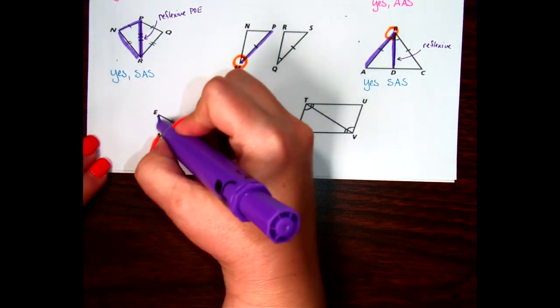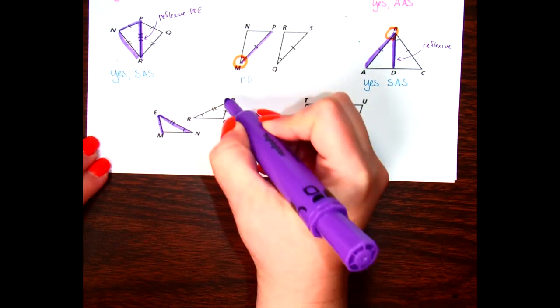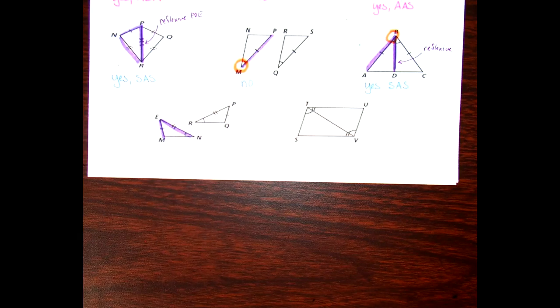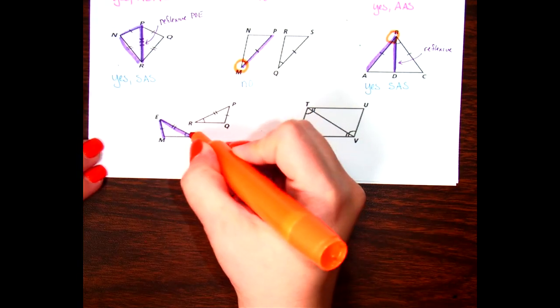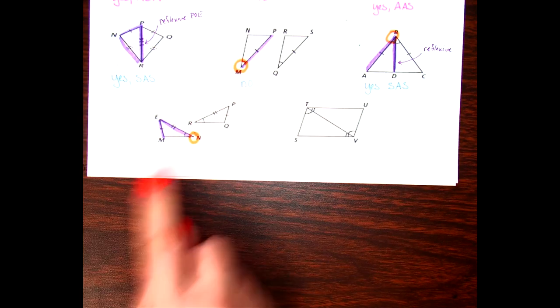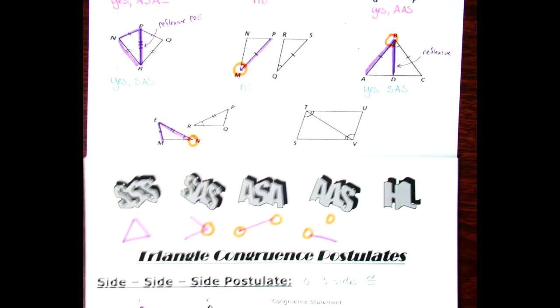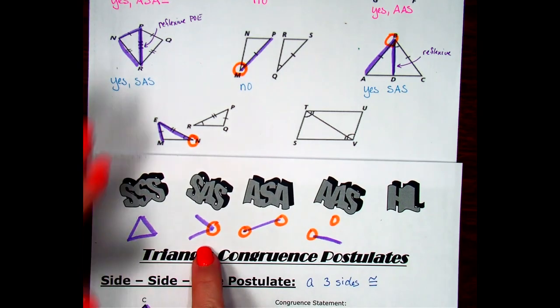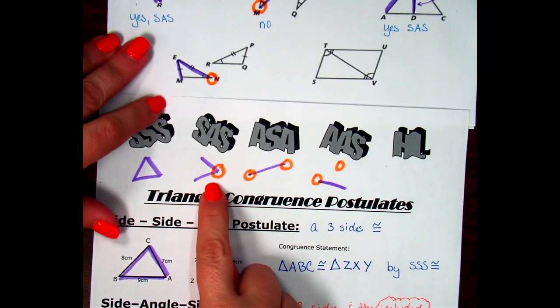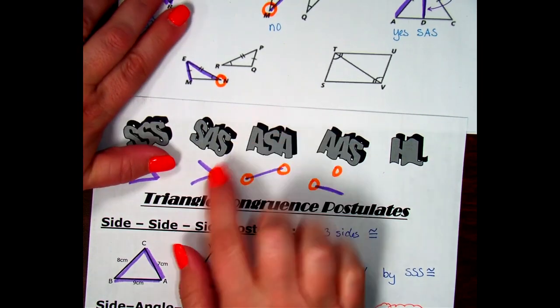Okay. All right, and now let's look at the last two here. Okay, so I have EM is the same as PQ, EN is the same as PR, and angle N has an arc mark on it, so it matches angle R. So again, I have two sides and an angle. So I want to know, is it my side, angle, side?